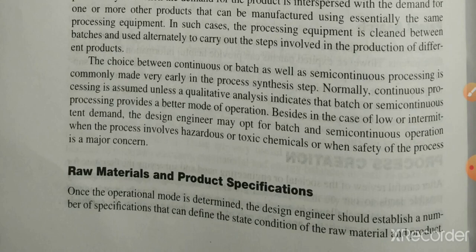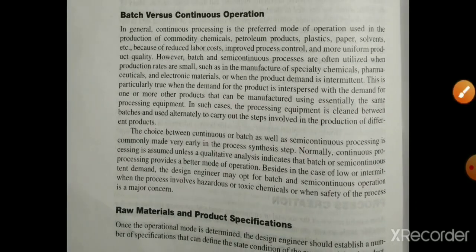The choice between these processes, as well as semi-continuous processing, is commonly made very early in the process synthesis step. Normally continuous is the basis. Continuous processing is assumed unless a qualitative analysis indicates that batch or semi-continuous processing provides a better mode of operation. Besides, in the case of low flow or intermittent demand, the design engineer may opt for batch or semi-continuous operations, or when the process involves hazardous or toxic chemicals, or when the safety of the process is a major concern. This is a simple discussion of batch and semi-continuous operations.